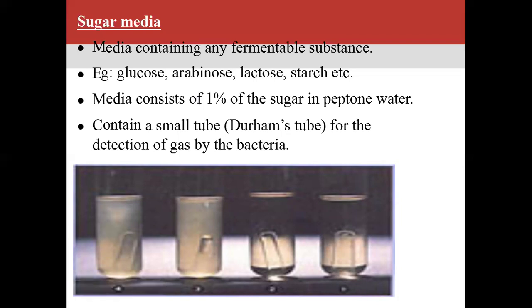The sugar media consists of 1% sugar in peptone water, and it consists of a small tube, that is Durham's tube. In the picture you can see the small tube, Durham's tube, that is kept inverted in the larger sugar tube. It helps to detect gas production by the bacteria. And here it has an indicator. This indicator helps to check acid production by the bacteria.